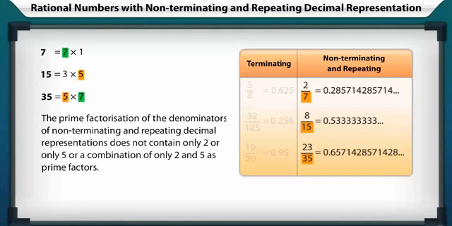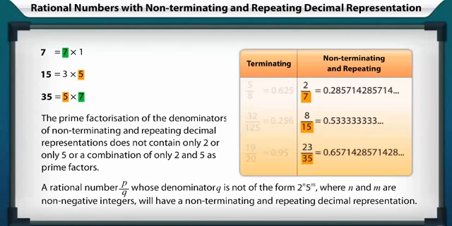In general form, this result can be stated as: a rational number p by q whose denominator q is not of the form 2 raised to the power of n multiplied by 5 to the power of m, where n and m are non-negative integers, will have a non-terminating and repeating decimal representation.